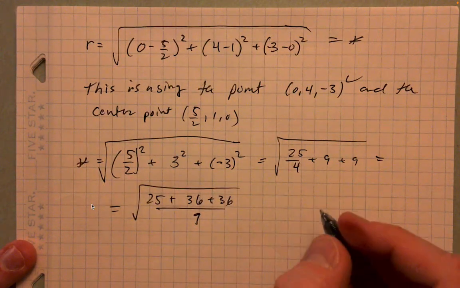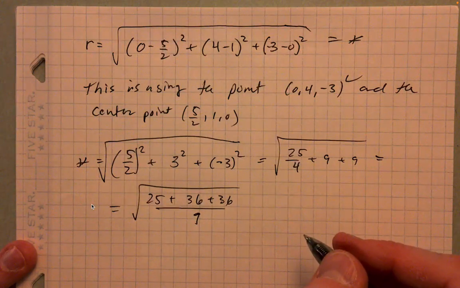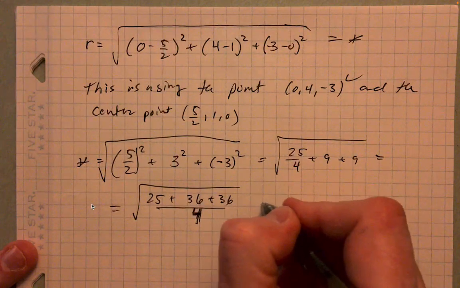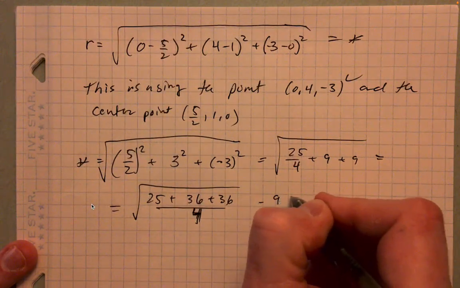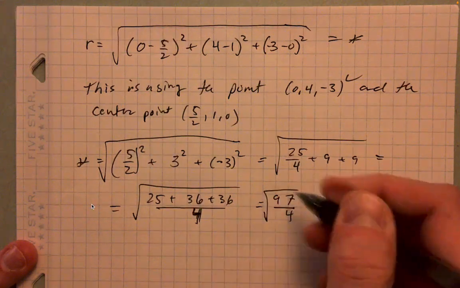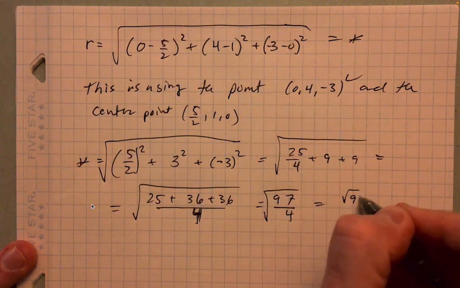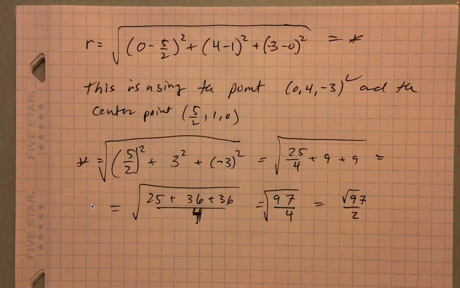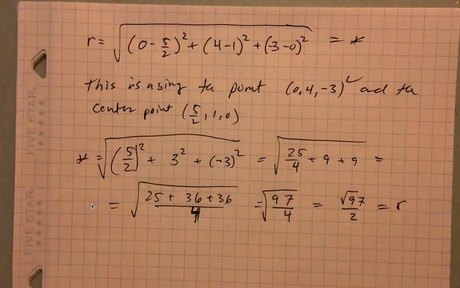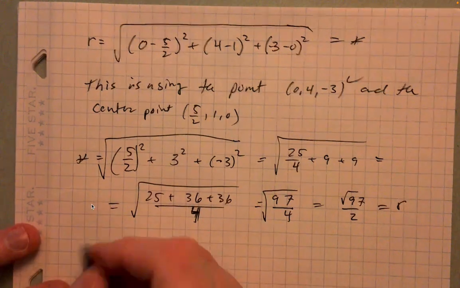And I think you will get something like, oh, sorry, that should be a 4. Yeah. And so you'll get something like, I believe, the square root of 97/4. And so we'll call it the square root of 97/2. Okay. So that's the radius. Now, given the radius and the center of the sphere, we can write the equation.